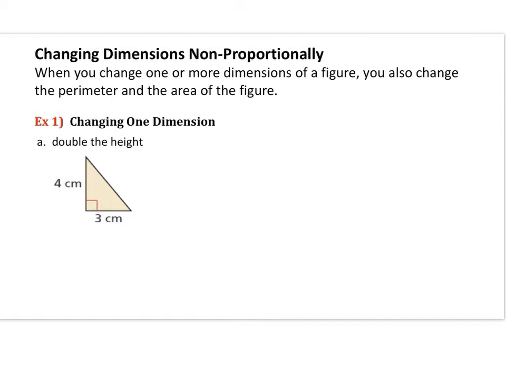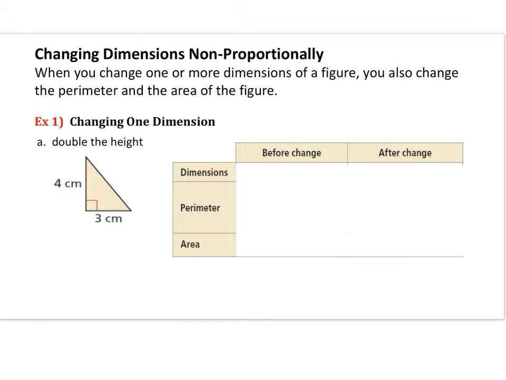All right, let's take a look at changing dimensions non-proportionally. So when you change one or more dimensions of a figure, you also change the perimeter and the area. So let's take a look at this first example, a right triangle with base 3 and a height of 4. And let's just double one dimension, the height. And we want to compare before and after. So let's do a quick moment to set up a chart similar to what you see here.